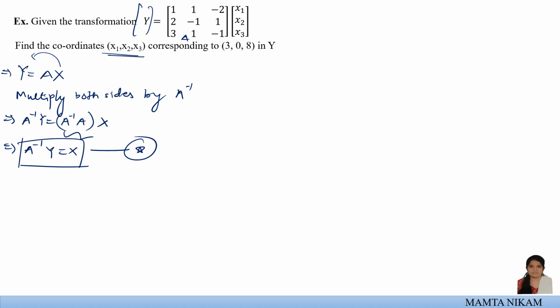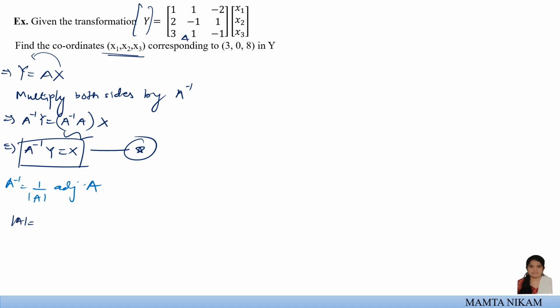So this relation will help us to find the coordinates of x1, x2, x3. Now using this relation, which value do we need? We have y, we need A inverse. We know the definition: A inverse is 1 upon determinant of A into adjoint of A. So we need to know first what the determinant is, what the adjoint is, and then we will get A inverse.